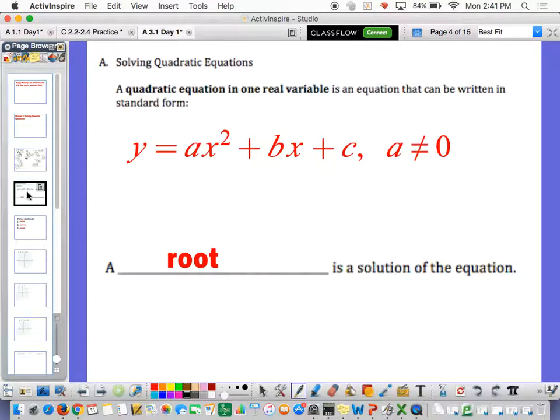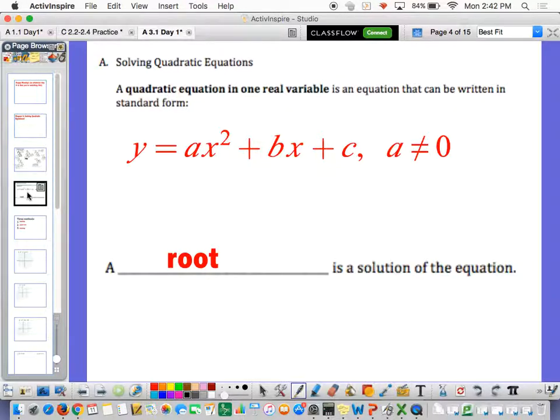Okay, so a quadratic equation in one real variable is an equation that can be written in standard form. We've talked about this already. Nothing of that should shock you. Again, a cannot be 0 because then if that's 0, then you don't have a quadratic. You have something that's linear, and we're past linear because now we're in Algebra 2. Welcome to the big leagues.